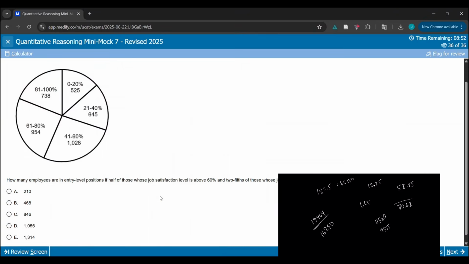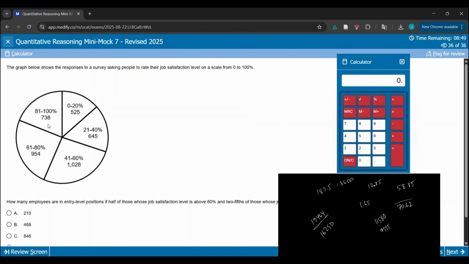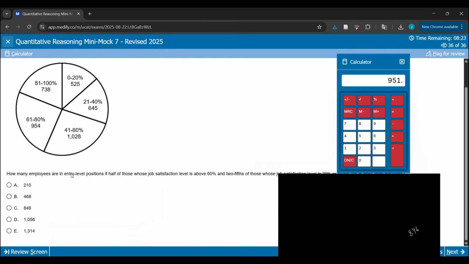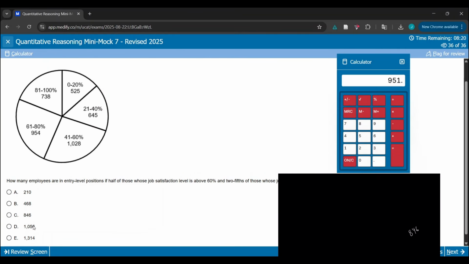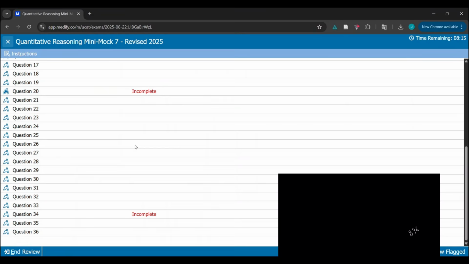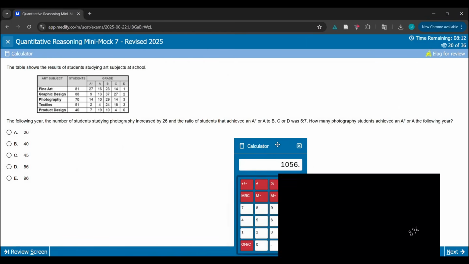How many employees are in the NGO if half of those whose job satisfaction is above 60%? Above 60% is going to be 738 plus 54 divided by 2. That's 846. And then 2/5 of those whose is 20% or below. So 525 times 0.2 is 105 plus 846. Oh, and 2/5, sorry. So then add another, what was it, 105. Yeah, so 1056. Okay. So just those 2 questions to be doing then.